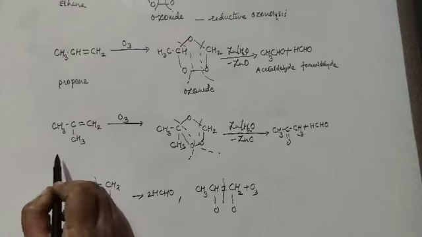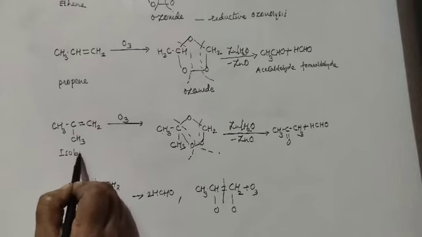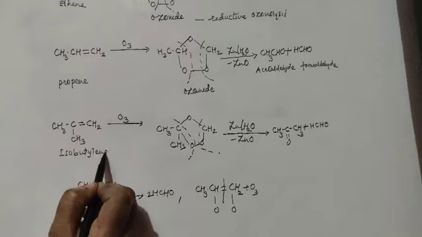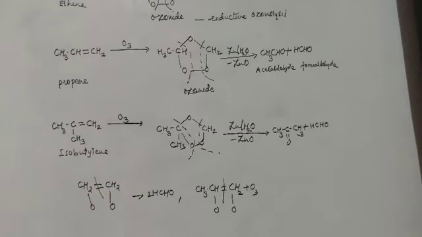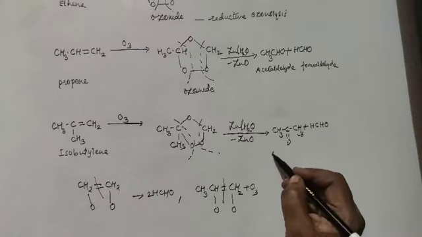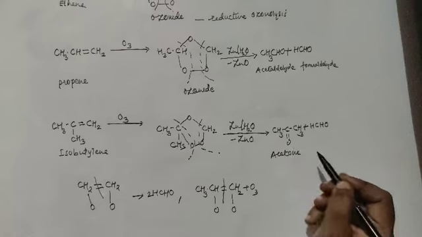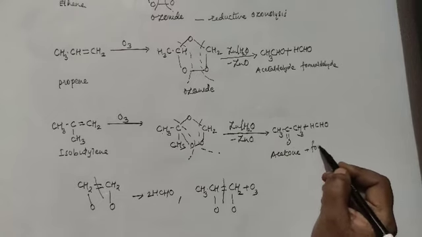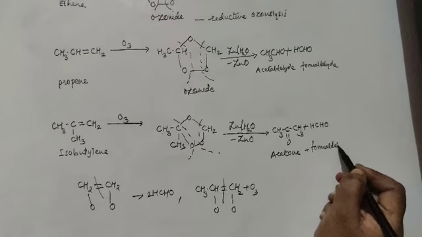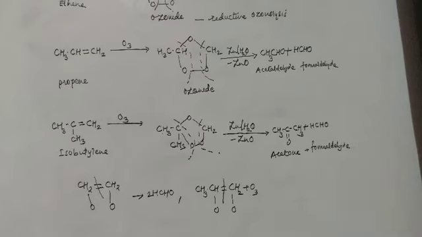In case of isobutylene, here also you break the bond and add oxygen on both sides, so that you will get the final products. The name of this is acetone, and this is formaldehyde. So ozonolysis is addition of ozone followed by hydrolysis with zinc dust and water molecule, and this is a reductive ozonolysis. Next time we'll see the remaining methods of preparation.